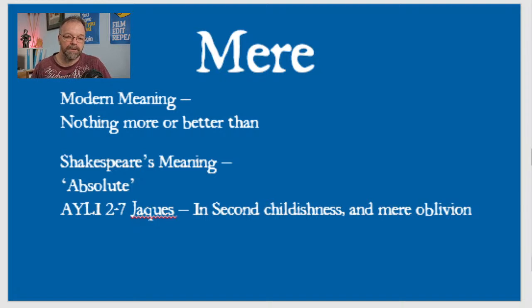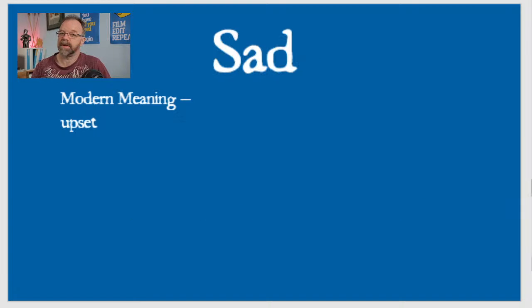And so in As You Like It, Act 2, Scene 7, where Jacques has the seven stages of man speech, he says, "In second childishness and mere oblivion." So not small oblivion, absolute oblivion. So he's referencing there all-encompassing oblivion. So mere, meaning absolute. Our fourth word, this is going to be a very quick one this evening, is sad.